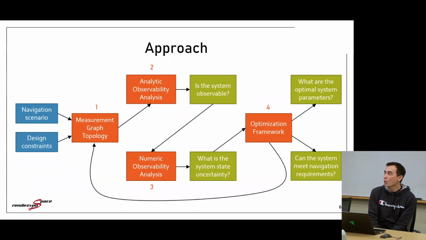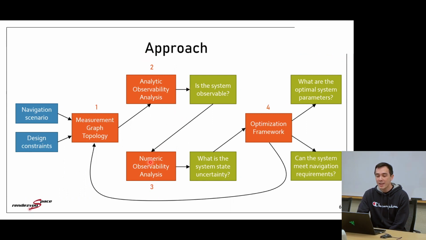So the broad approach for this has these four steps in red, where we start off with some kind of navigation scenario and constraints. We then turn this scenario into some kind of measurement graph. We then do analytic observability analysis on this graph to say yes or no, is the system observable?